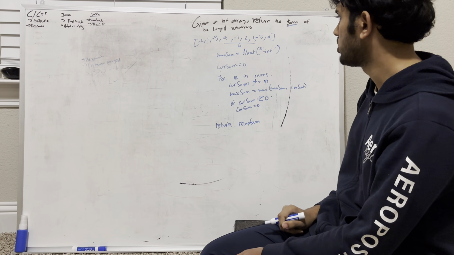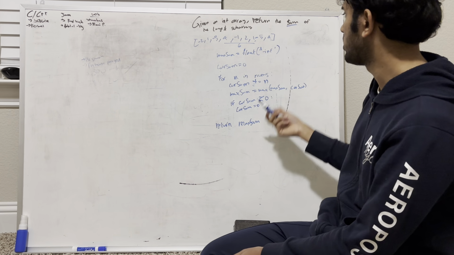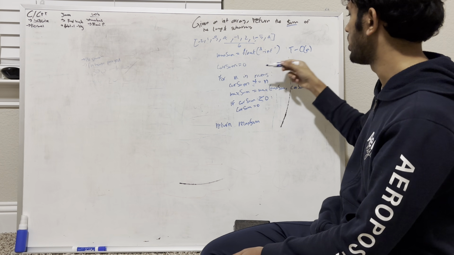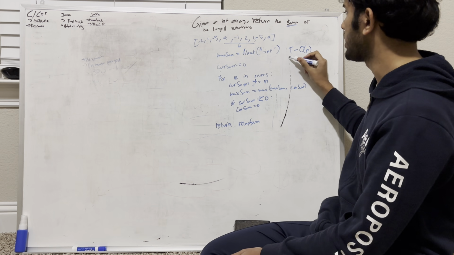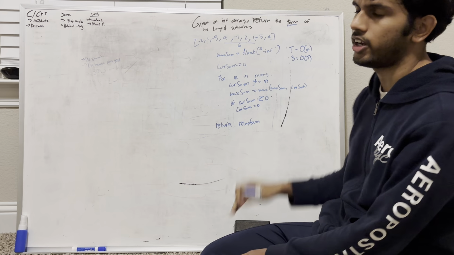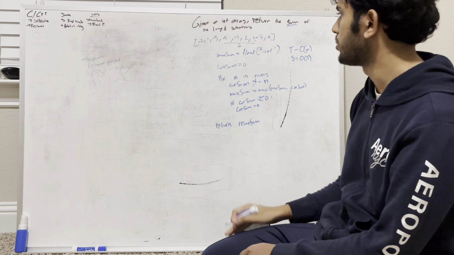So this is the solution, and it has a time complexity of O(n), because we're doing only one for loop. It has a space complexity of O(1), because we're not creating any array or anything specific. So this is pretty much it.